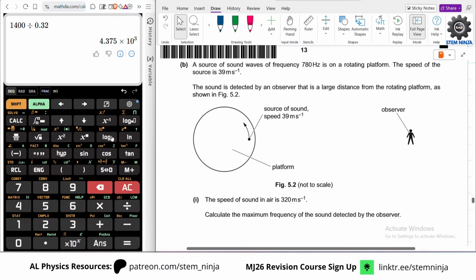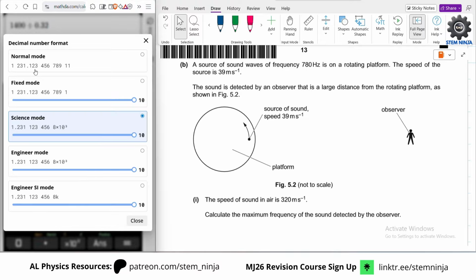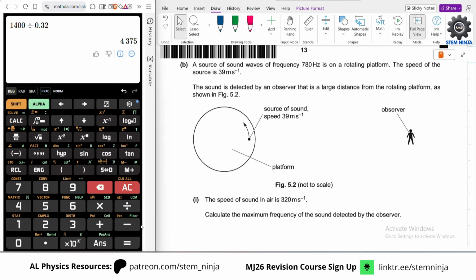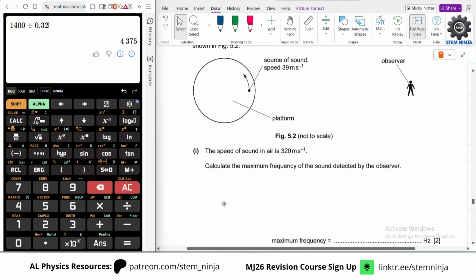A source of sound waves of frequency 780 Hz is on a rotating platform. The speed of the source is 39 meters per second. Sound is detected by an observer that is at large distance from the rotating platform as shown. Speed of the sound in the air is 320 meters per second. Calculate the maximum frequency of the sound detected by the observer.